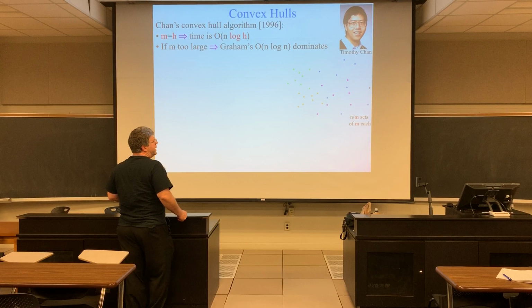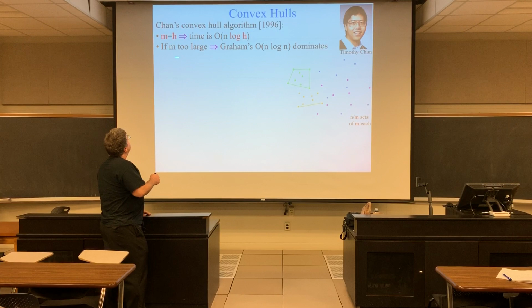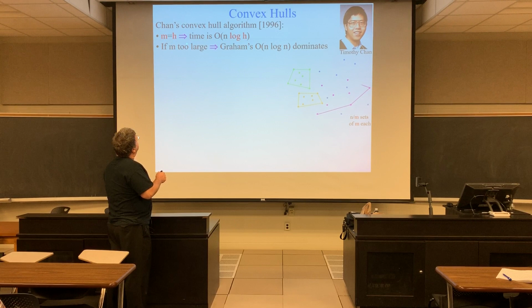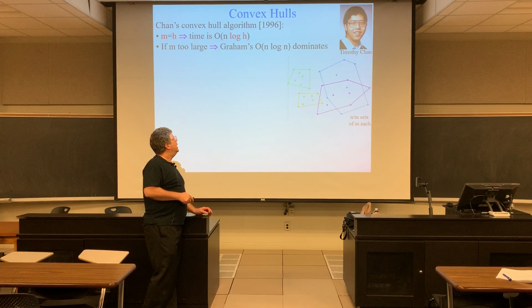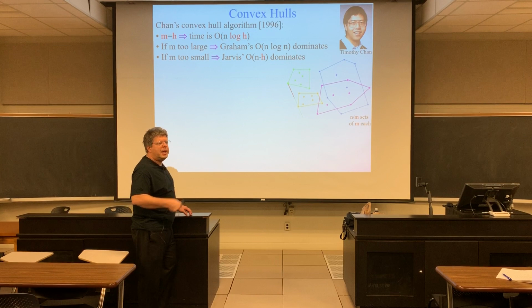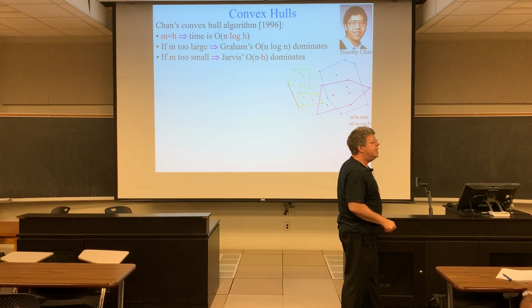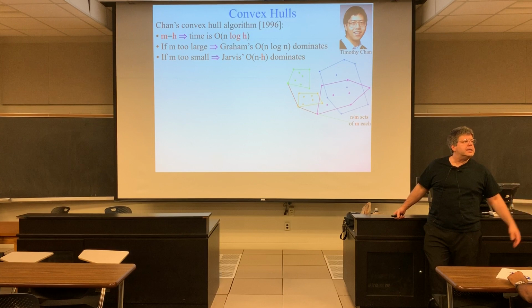Because if we don't guess it carefully and just assume it's huge, like n, if you take this process too far and keep gift wrapping around for too many steps, the Graham scan time will dominate, and you'll get n log n running time. On the other hand, if you guess m to be too small, Jarvis's gift wrapping method will dominate, and the time will be like n times h. And neither one of these is too cool, right? N times h could be quadratic in some cases. How many understand that? So we don't want to go there, which means we can't guess m to be too small.